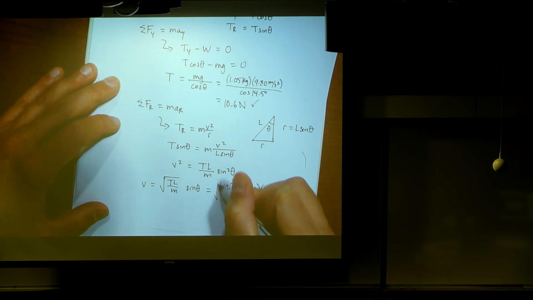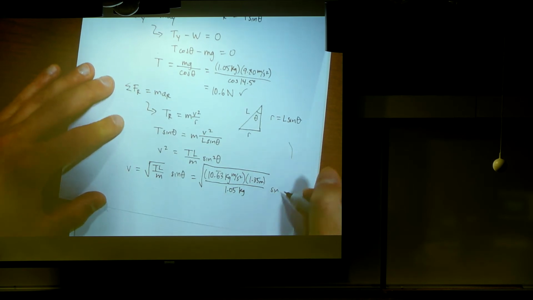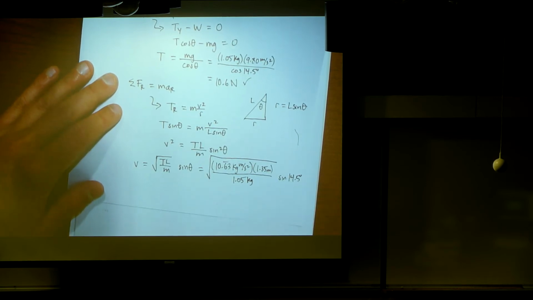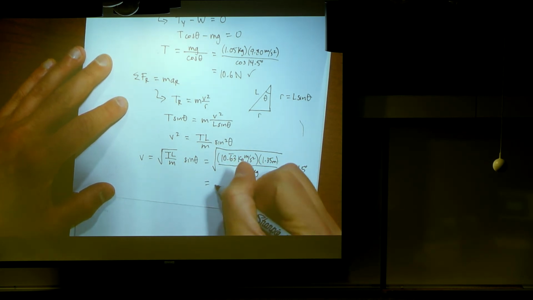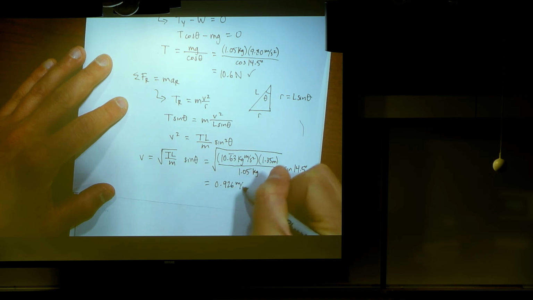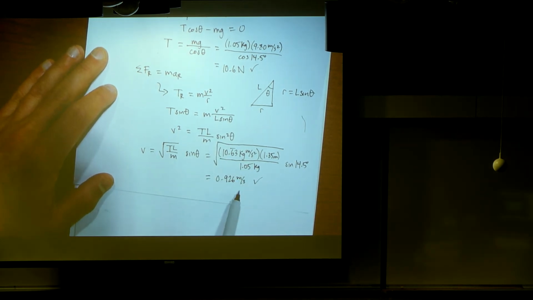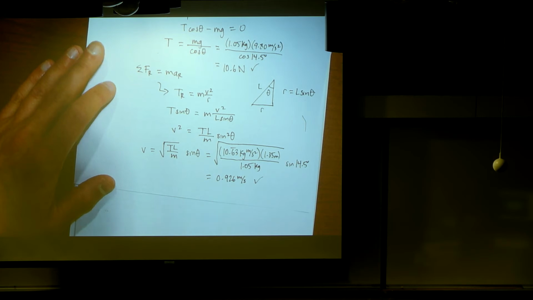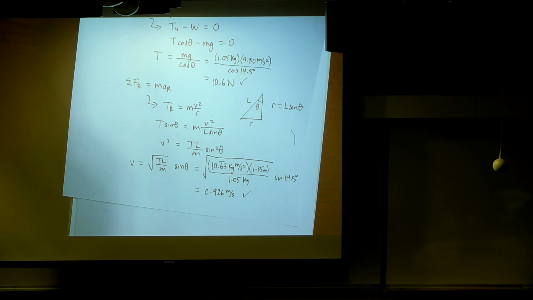So remember, we're square rooting all this stuff right here. And then we're just multiplying that by sine of the angle, which is 14.5 degrees. Okay? So that's the number crunching. And if you do this, it's going to be 0.926 meters per second, okay? So there's about 10.6 newtons of tension in the string, and the ball is moving at 0.926 meters per second, okay? Any questions on this one? Okay.